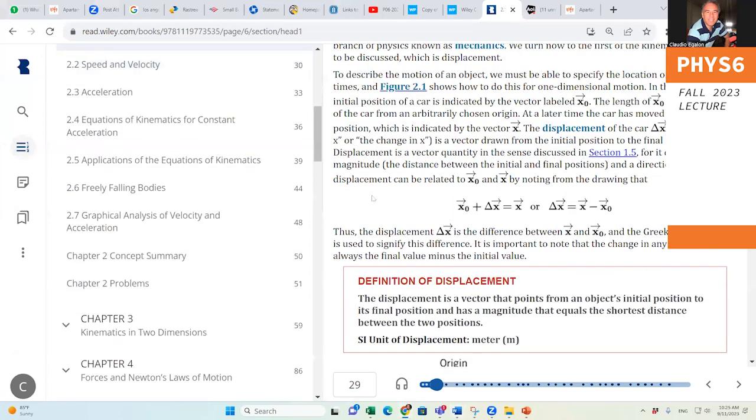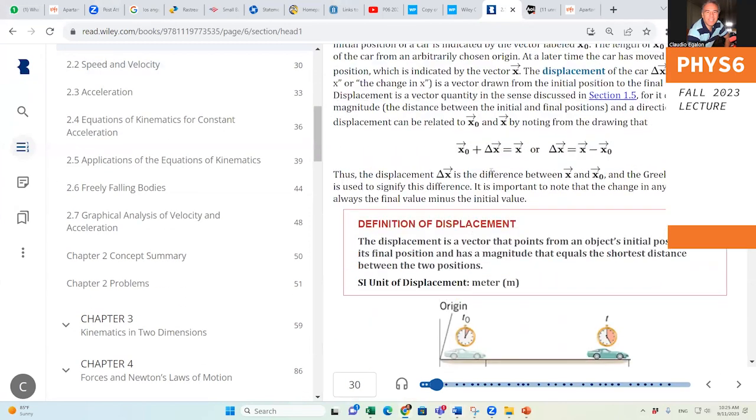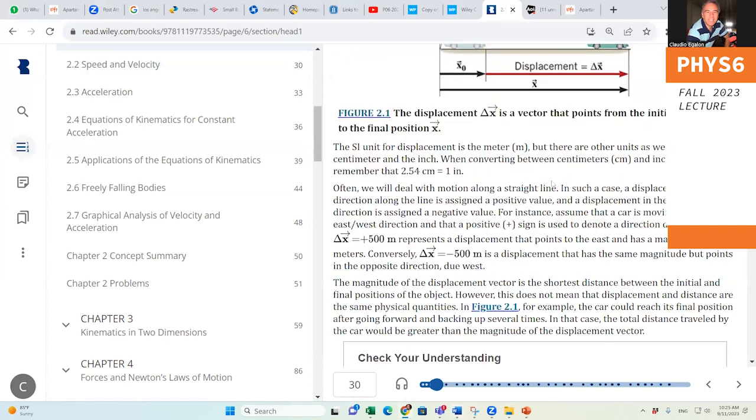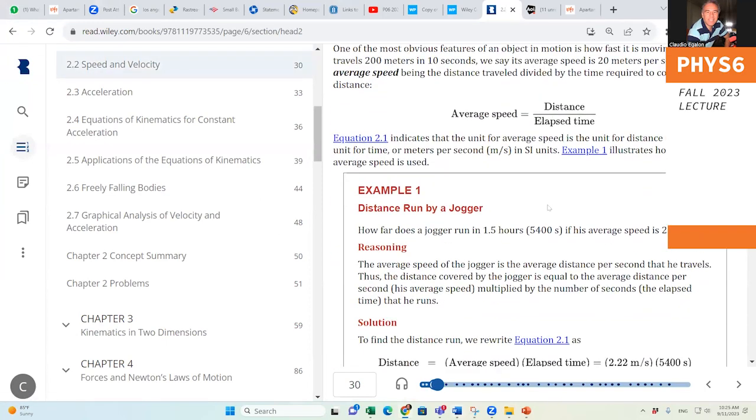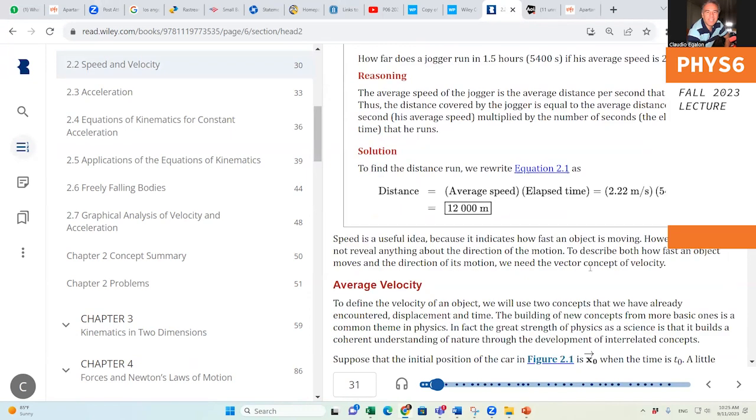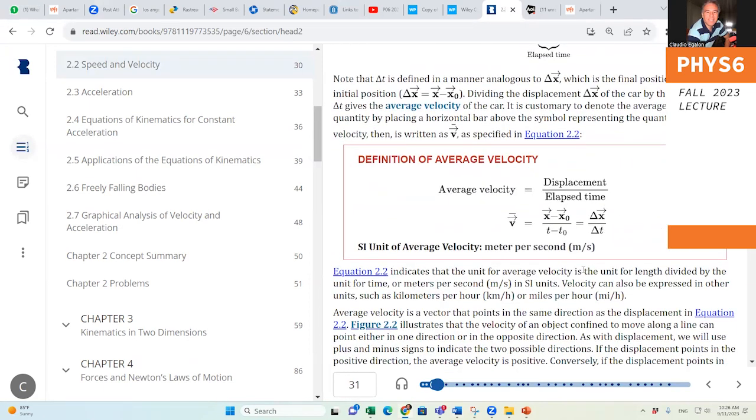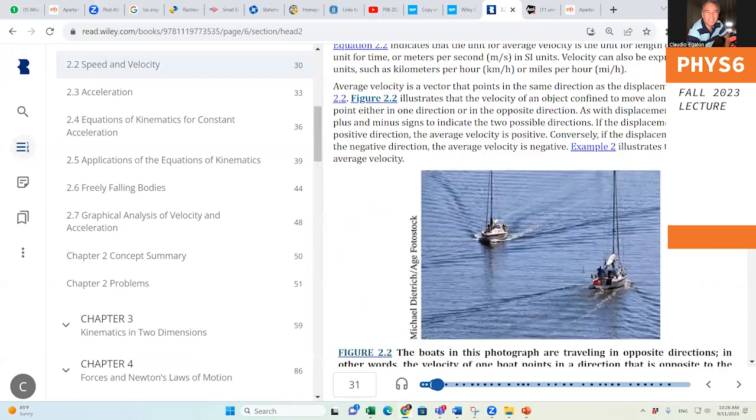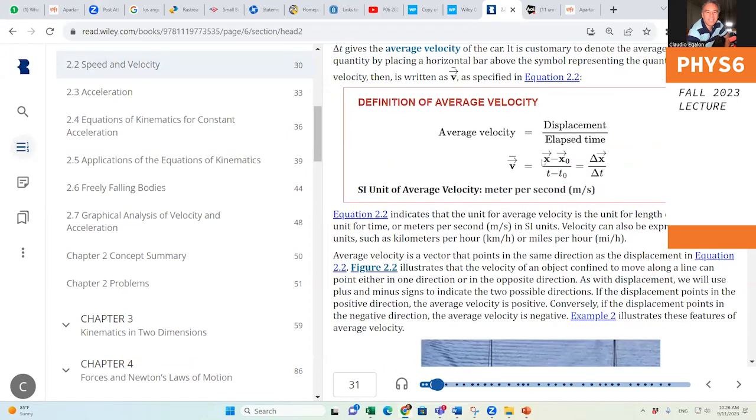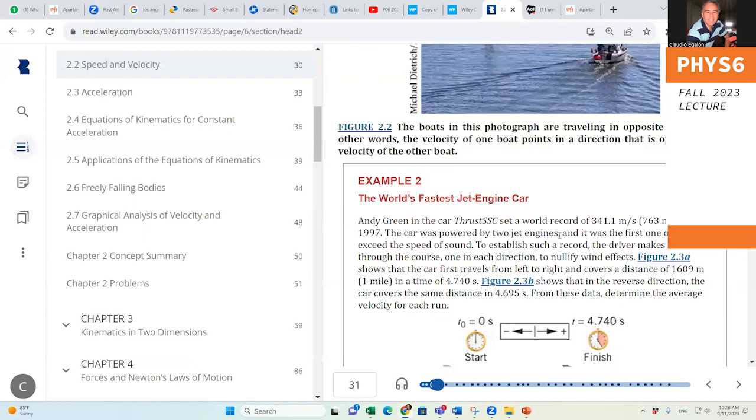Displacement. Delta x, see that? Delta x here. Speed and velocity, distance over elapsed time, that's the average speed. Average velocity, we covered as well. The notation is different because this guy is already talking in terms of vectors. I don't like the way he does it. I leave vectors for the next step, after we cover vectors.